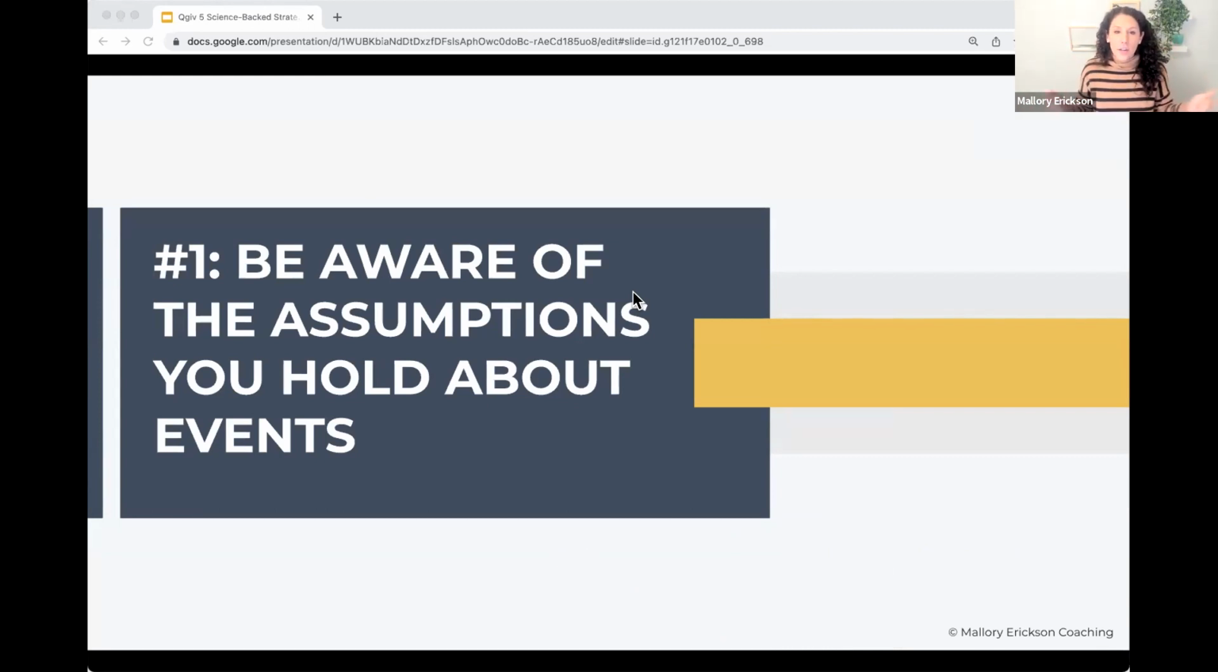I started you guys off with that experiential blindness activity because the assumptions that we hold about events, and what our events have to look like and how they have to work and how they've been done in the past, can sometimes be the number one thing that's holding us back from actually being creative and actually finding that signature event that's really going to move the needle for our organization.